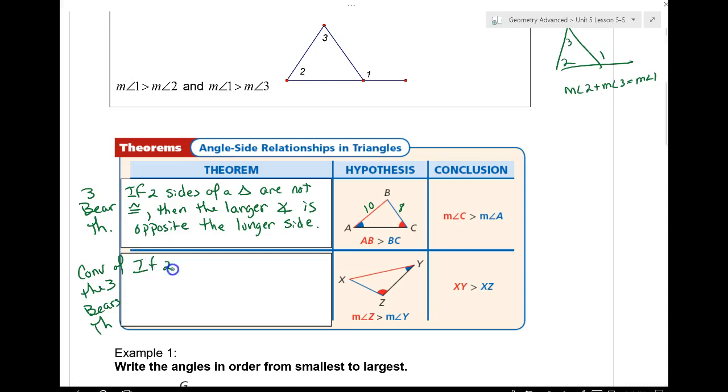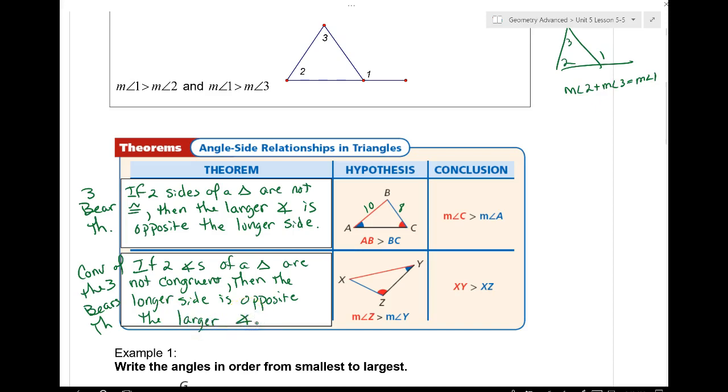It's the following. If two angles of a triangle are not congruent, then the longer side is opposite the larger angle. So this time, instead, I'm talking angles, and then you're going to be able to compare sides.